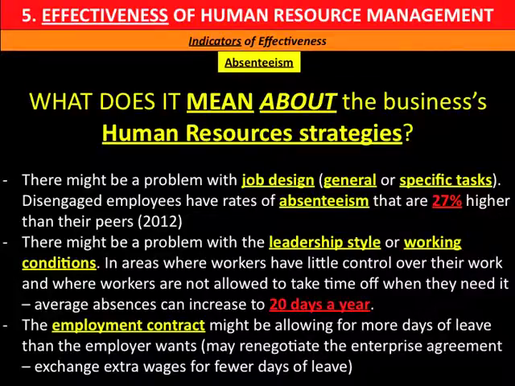So you can see I've got here all the yellow things, obviously syllabus dot points. The employment contract was under the legal influences. Maybe the employment contract has 20 days a year sick leave, so workers are just going to take it. Maybe you want to renegotiate the enterprise agreement to exchange extra wages for fewer days of leave, and it might actually end up saving you money in the end.